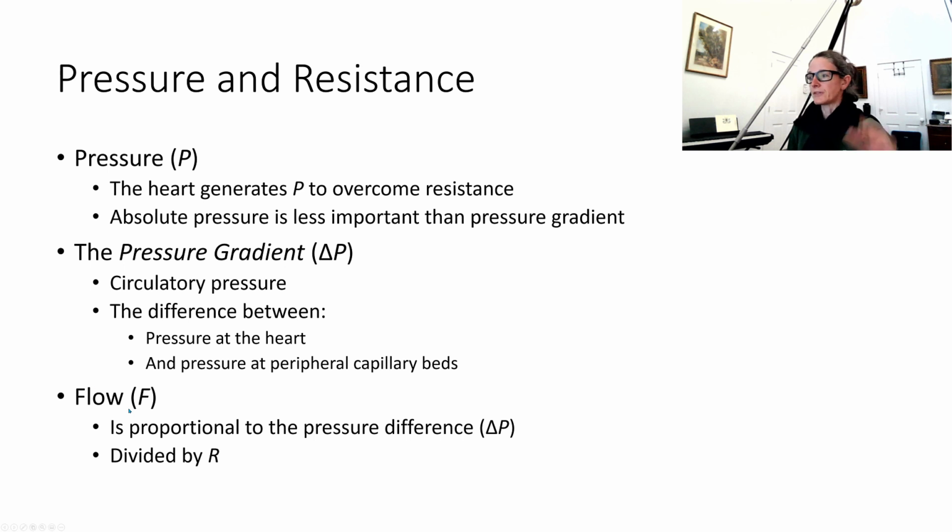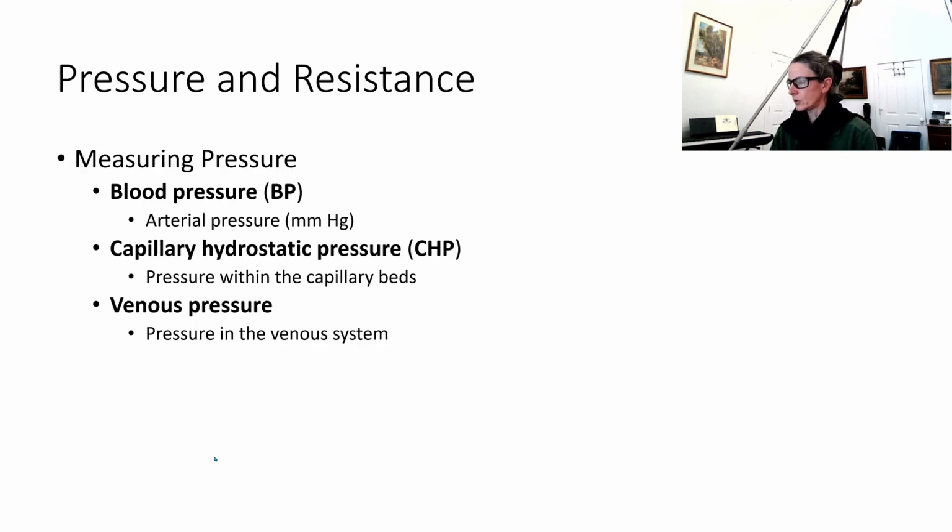And flow is basically the movement of blood. So it's going to be proportional to the difference in pressure from one end of the circuit to the other end of the circuit. And the flow is going to be inversely proportional to the resistance. The more resistance we have to flow, the less flow we're going to have. So let's have a look.